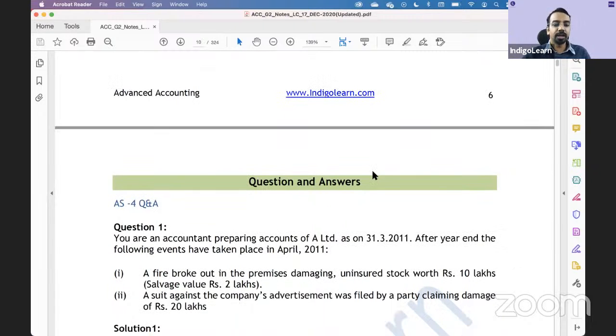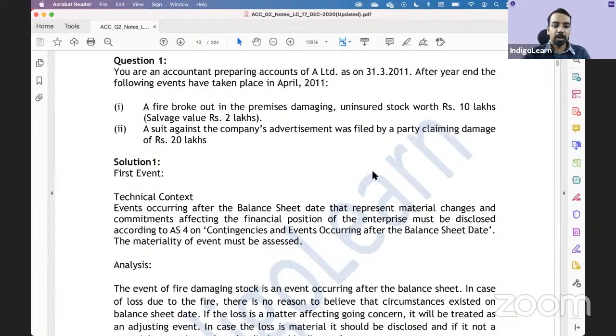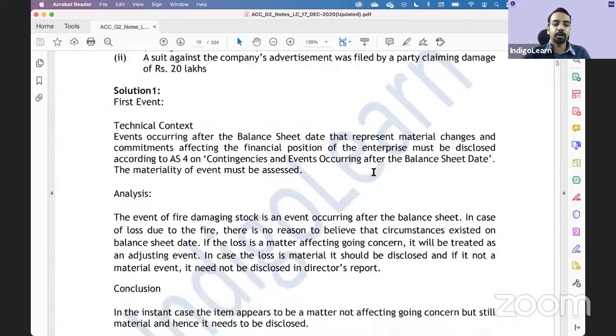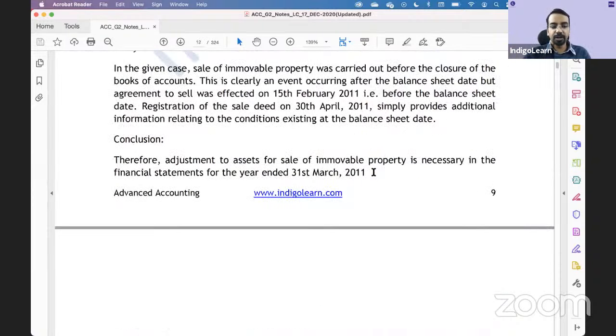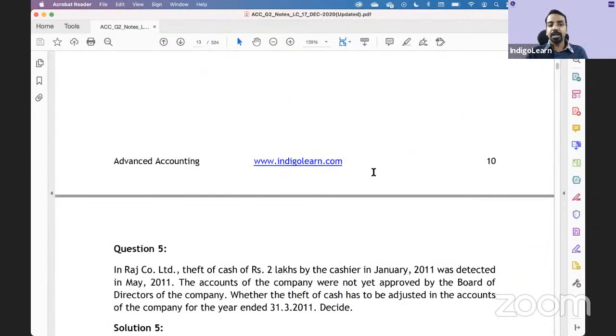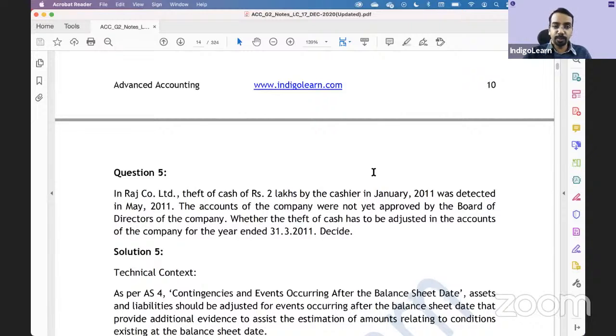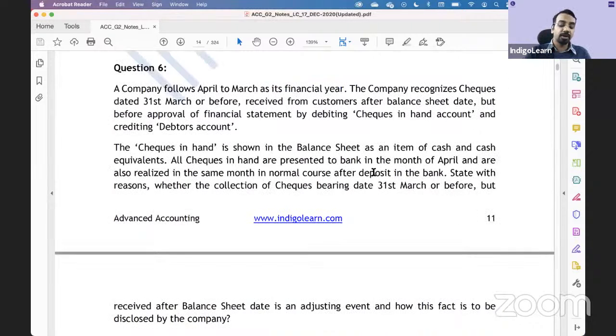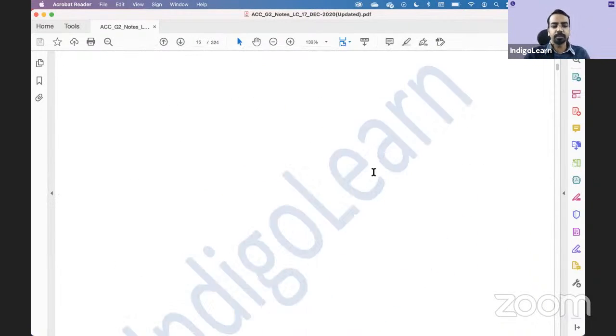Okay, so these are some of the theory questions. You can get them from our notes and revise them. I'll not go through them because all of them are around those critical definitions that we have covered. But for AS 4 specifically, why I'm again and again emphasizing is that the definition is very, very important. Please write the definition. Please explain why it is adjusting or non-adjusting and give your conclusion. Then you can get your 4 marks or 5 marks for the question.